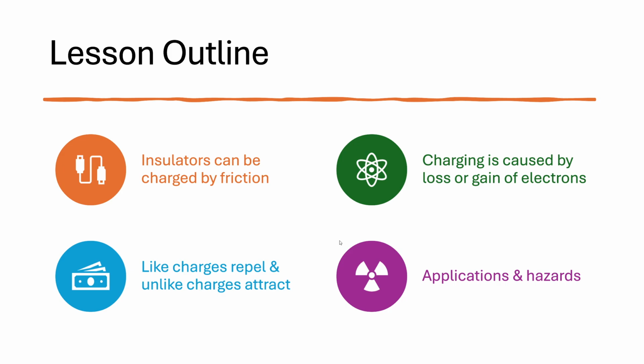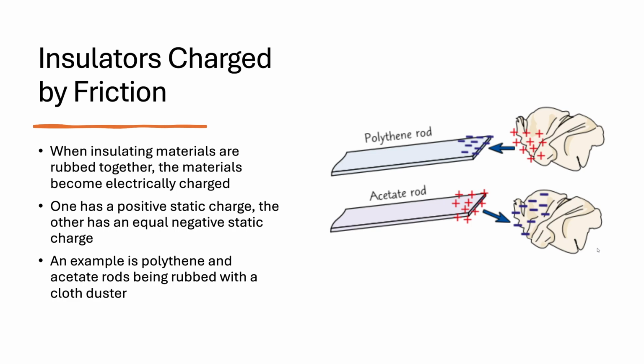So four things that we're going to be covering: first of all, insulators can be charged by friction. Then we'll talk about the transfer of electrons. Then we're going to talk about like and unlike charges and how they exert forces on each other. And then we'll finish off with the applications and hazards of electrostatics. So, insulators can be charged by friction.